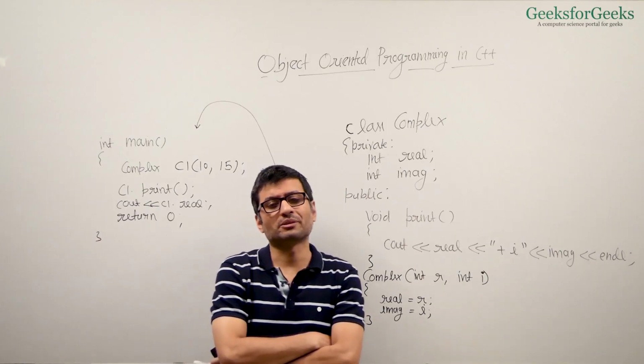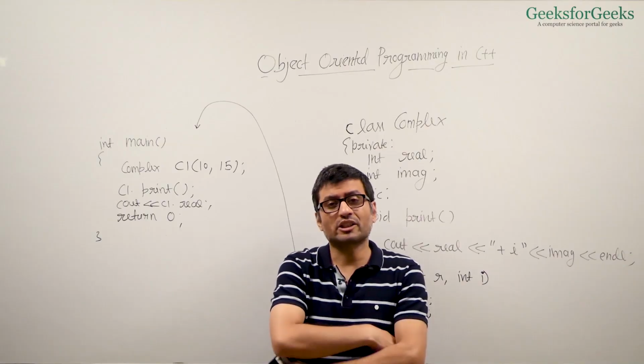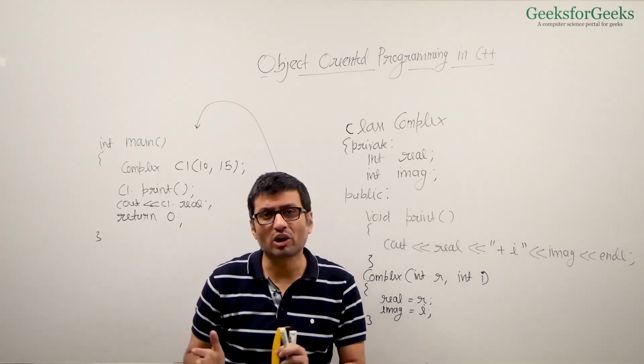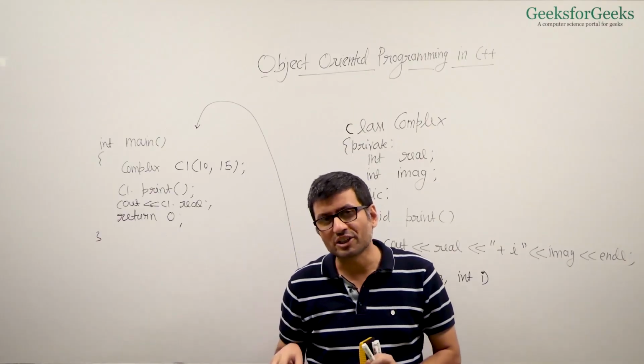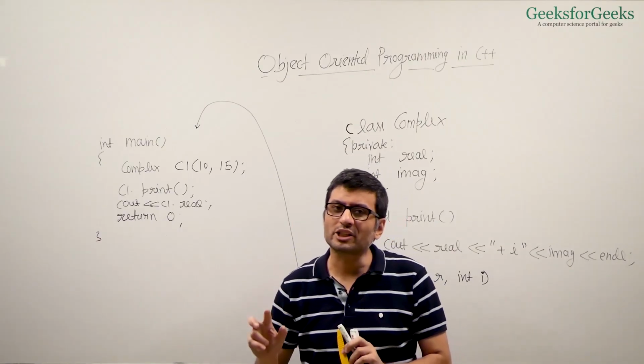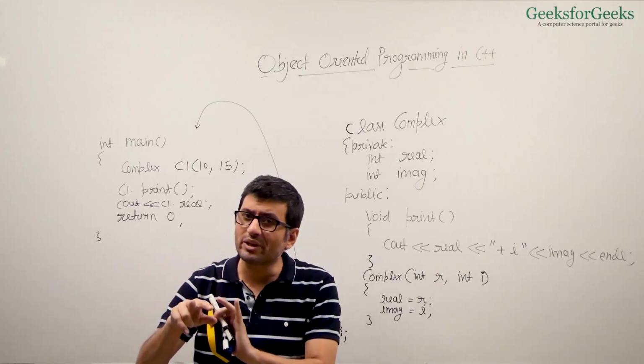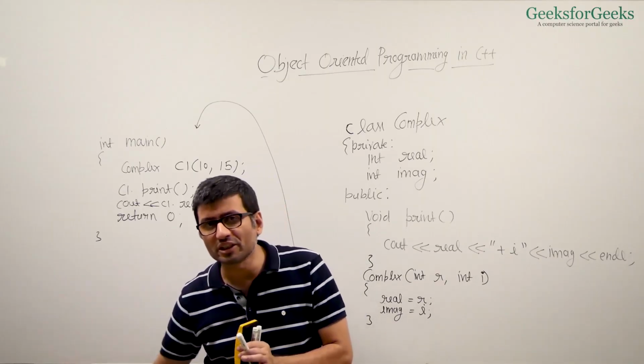Polymorphism is of two types, static and dynamic. Static polymorphism we have already discussed. We talked about function overloading. We can have one function named max which can find the maximum of two integers, and we can have another function with the same name which can find maximum of three integers.